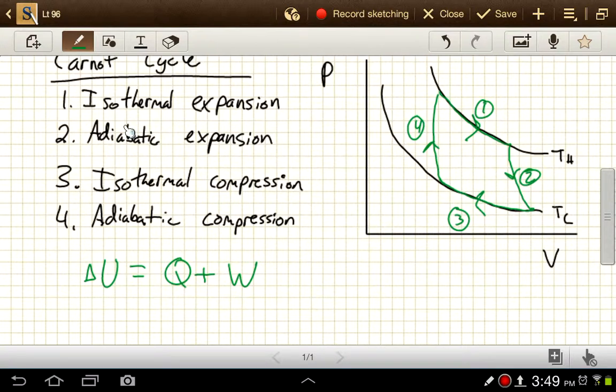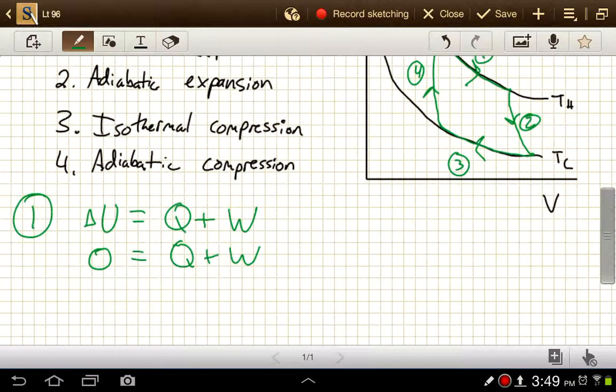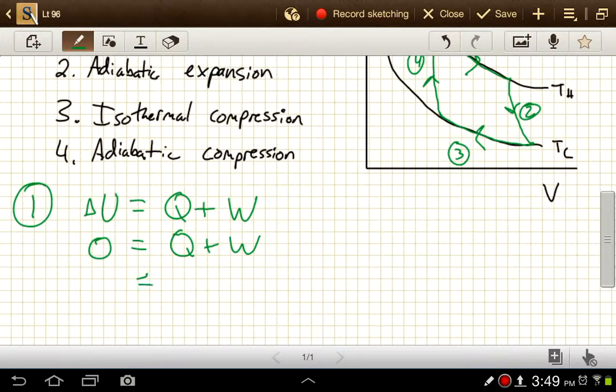During that isothermal expansion, isothermal means temperature doesn't change, so this is for the first one. So delta U is going to be 0. The temperature doesn't change, so internal energy doesn't change. So 0 is equal to Q plus W, or we could say that Q is equal to negative W, the amount of heat going in at this hotter temperature. So I'm going to call that QH, and this is WH.